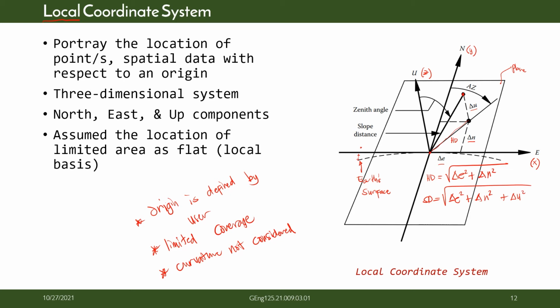In terms of self, let's say you want to locate such a point. But in terms of global coverage, it's easier to use the Cartesian and the Geodetic coordinate system, because the local coordinate system is only used, or it is assumed, for a location of a limited area as flat. So when we talk about the global sense, we cannot consider such positioning of a certain surface or point as flat.